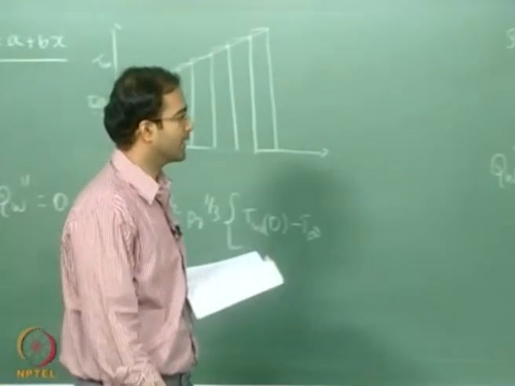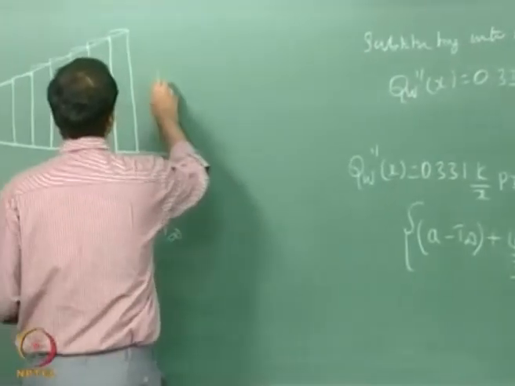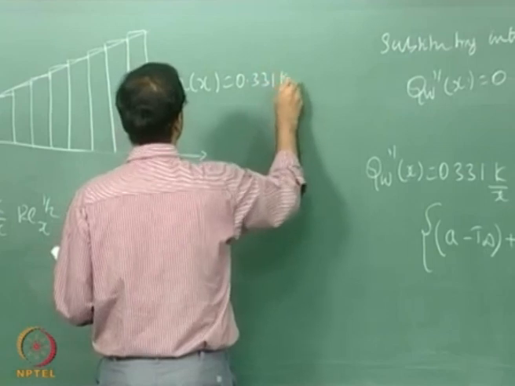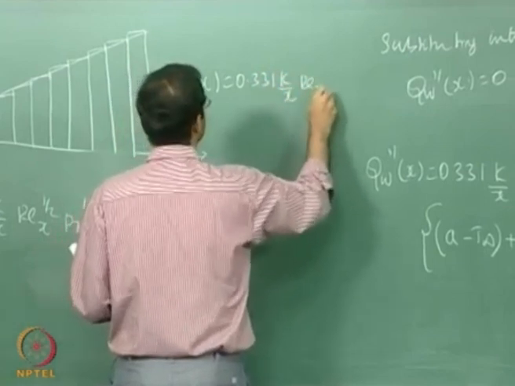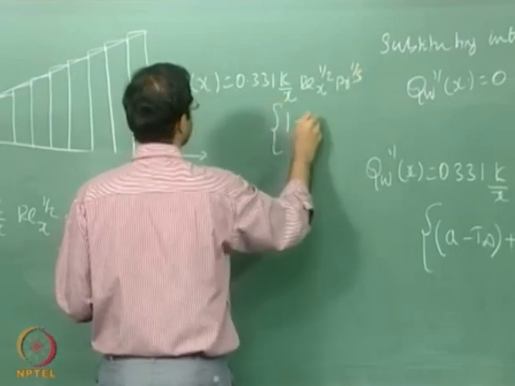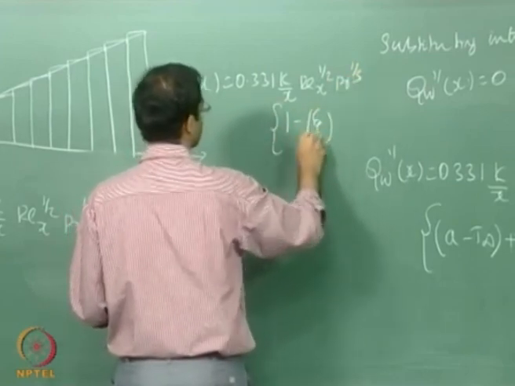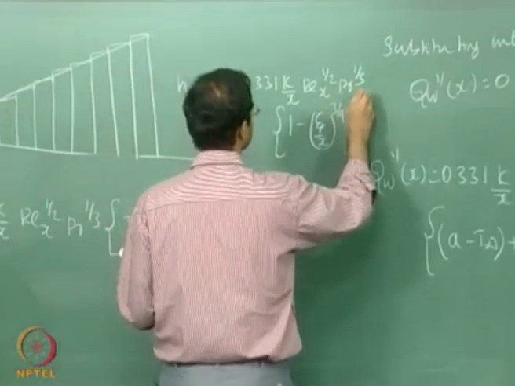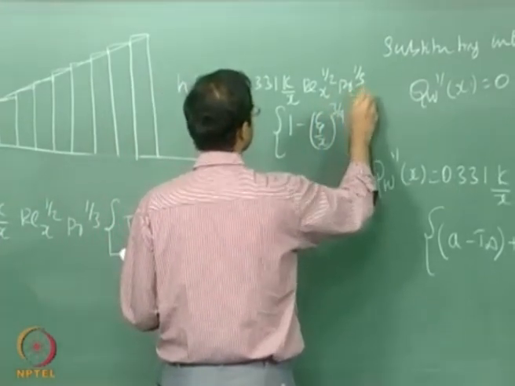Can you go back and revise the expression for h of x? 0.331 k by x Rex power half Pr power 1/3 into 1 minus zeta by x to the power what? 3/4, the whole power minus 1/3.